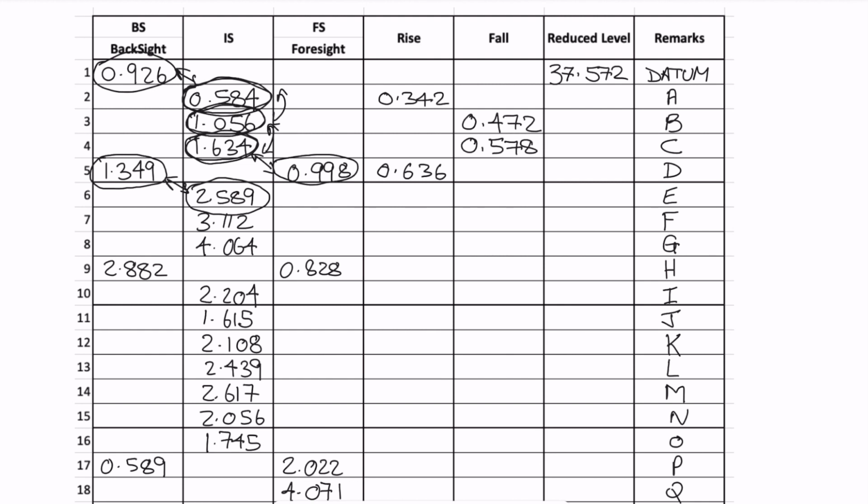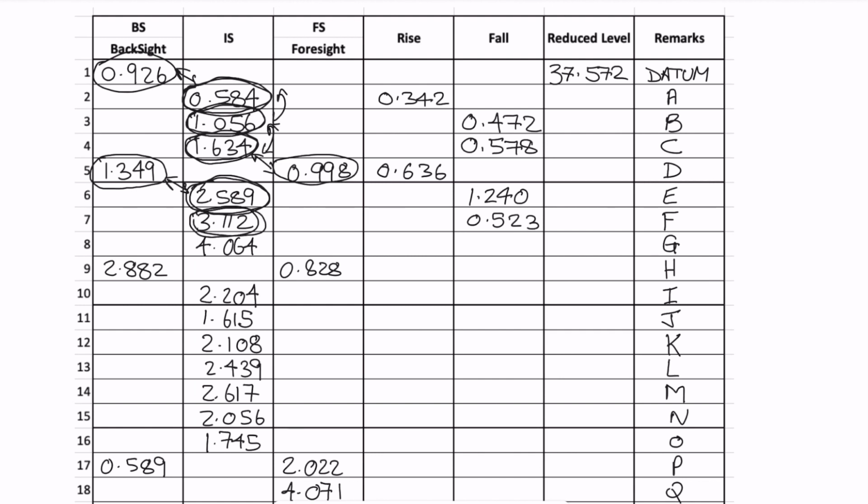Work out the absolute difference. Second reading is larger, therefore that represents a fall. The absolute difference is entered under the fall column. Repeating with the next two readings. Work out the difference. Second reading is larger than the preceding reading. Our absolute difference then goes under the fall column.